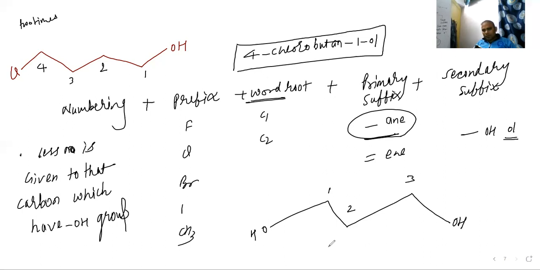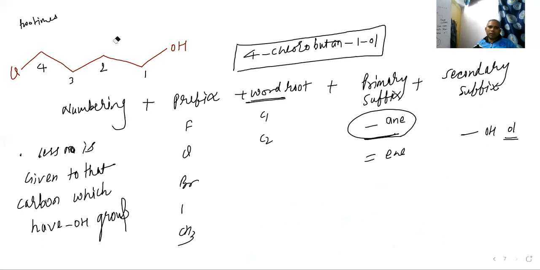Tell me, 3 is known as prop. Prop, ane, dash 1, no, 1, 3. Diol. So the E I am removing here. Propane-1,3-diol. Is it okay? Yes, sir. Super. Write it down. Very good.